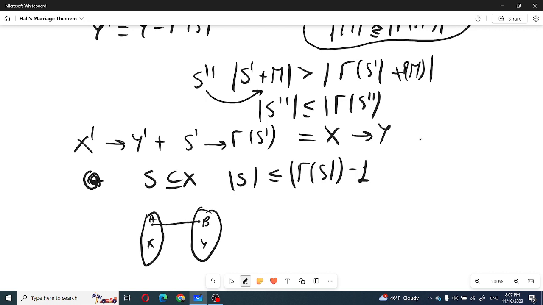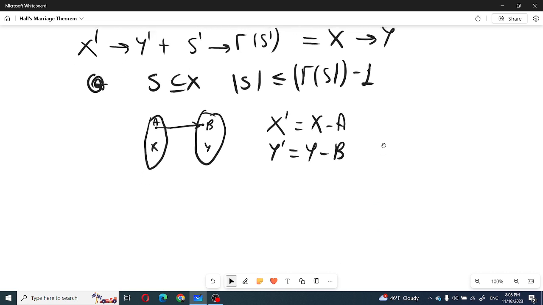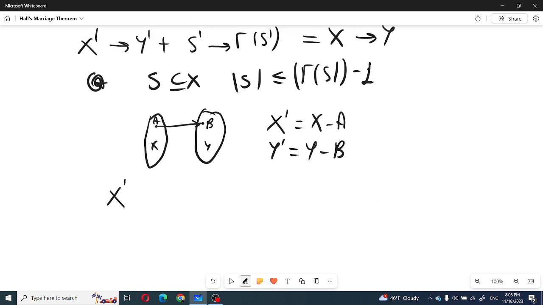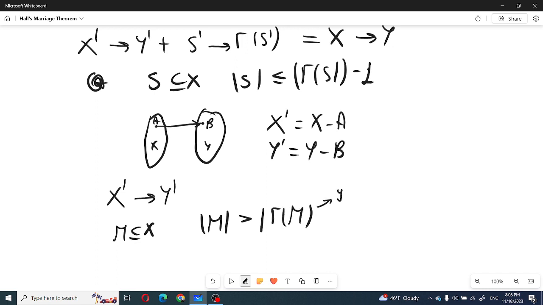If you connect these 2 points, now look at the new X prime, which is X minus the A point, and the new Y prime, which is Y minus B. Now we will prove that X prime and Y prime will also satisfy the initial condition. Let's assume that we can find M, a subset of X, such that the size of M is greater than the size of G of M in Y prime. This is Y prime and this is in X.